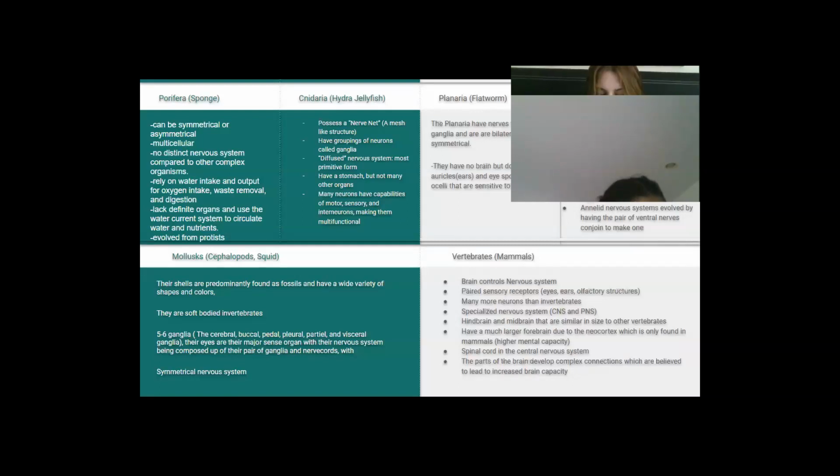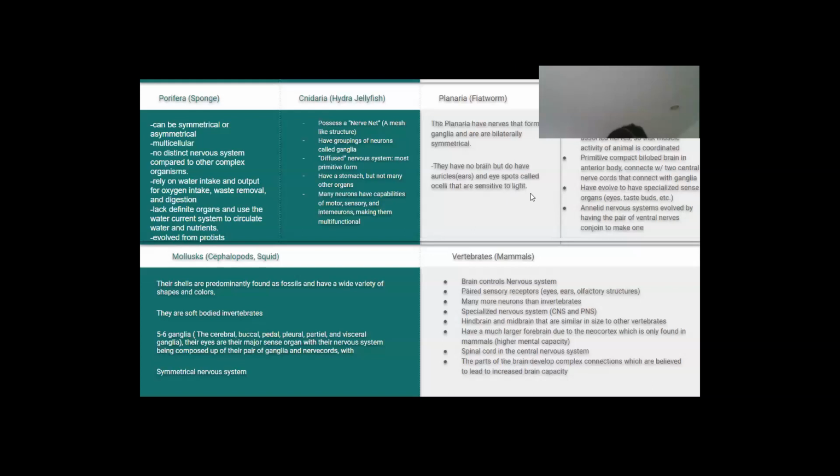And then we talked about the Planaria, which was the flatworm. They're bilaterally symmetrical, meaning the right mirrors the left. And they have now a ladder-like nerve innervation. They have two nerve cords that are going from the anterior to the posterior. And then they have lateral nerve cords along the way with ganglia, which are groups of nerve cell bodies along the way. Now we're ready to talk about the segmented worms.